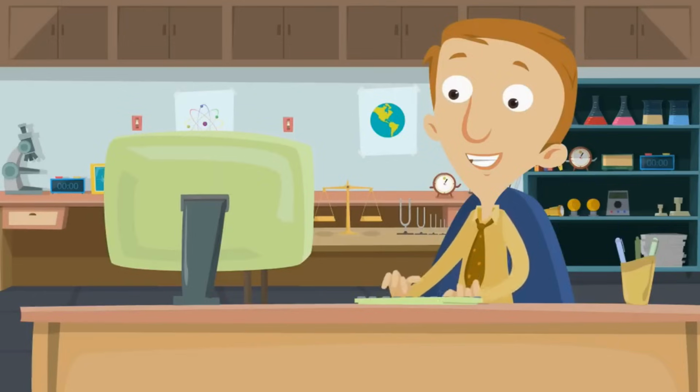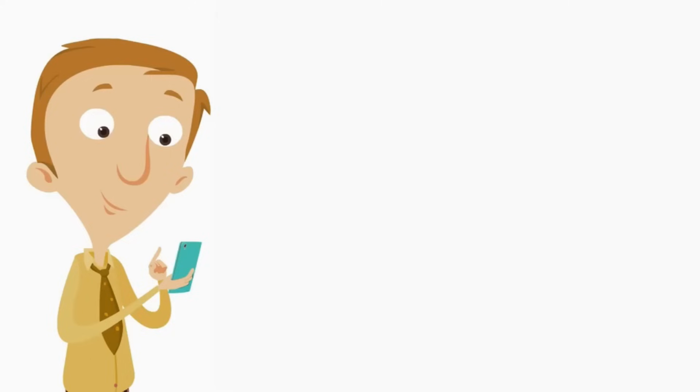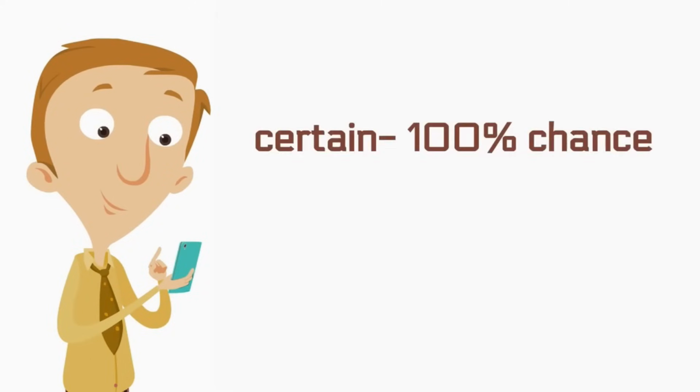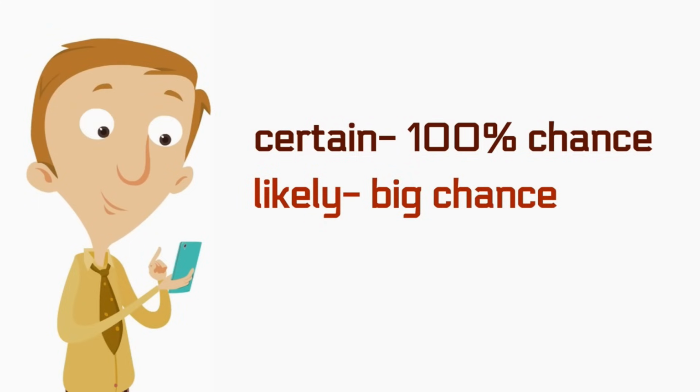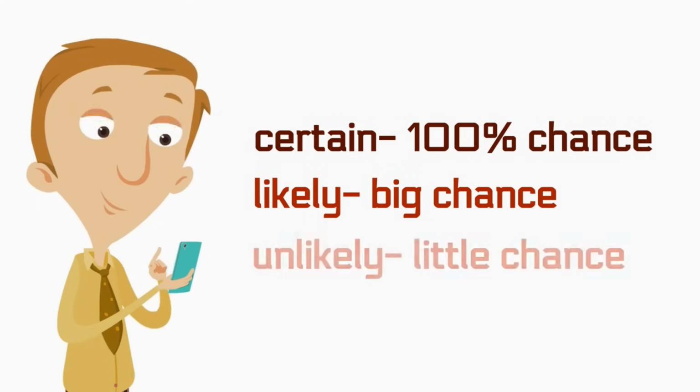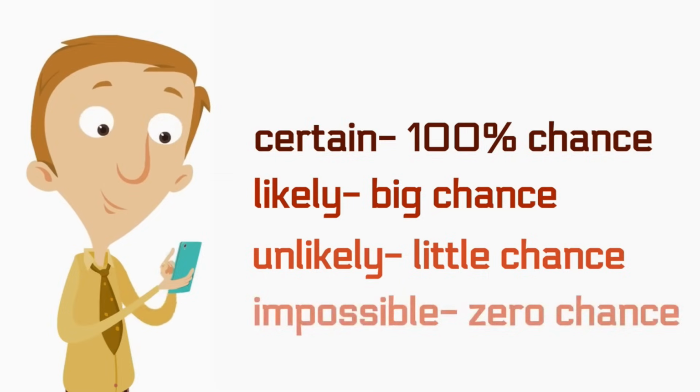All right, so probability is the chance of something happening. There are words we use to describe the probability of an event. There's certain. That means you have a 100% chance. It will happen for sure. There's likely. That means you have a big chance. There's a big chance it will happen. Then there's unlikely. That means there's a little chance of it happening. And lastly, the term impossible, meaning zero chance. Just like there was zero chance of me getting a green balloon at the store that day.